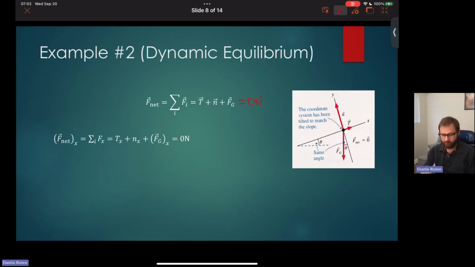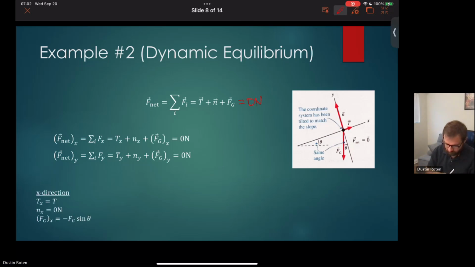Okay, so when we start breaking up our x and y components, we take all the x pieces of these vectors, and all the y pieces. These also have to equal 0 newtons. All right, so in the x direction, let's think about what we have. We have the x component of tension. Since we rotated our coordinate system, all of tension is in the x direction, so this is just a full-on value of T. In the x direction, there's also no normal force, so this checks out.